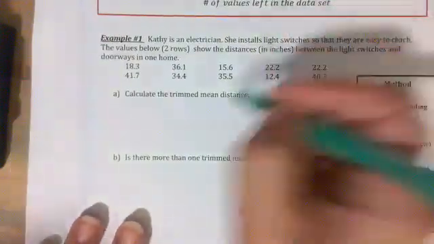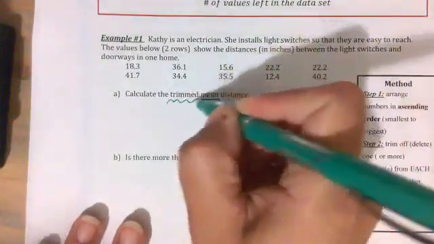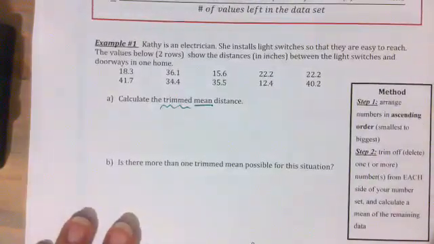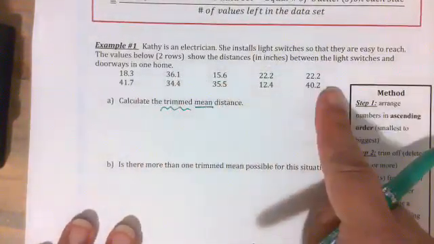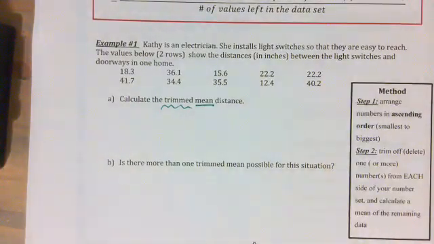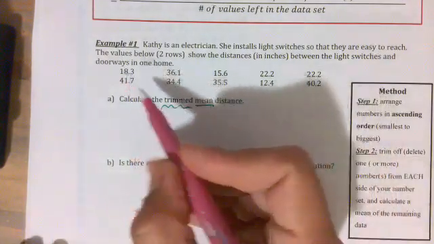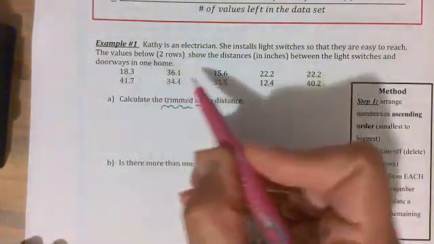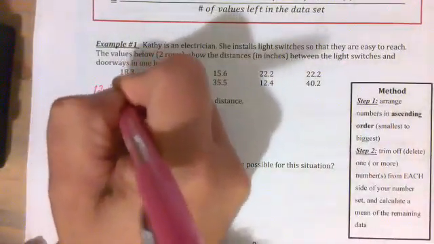So we have to calculate the mean, and it's telling us which kind of mean, the trimmed kind. To trim on each side, you've got to have this data in order. So let's start with that, with the list of the data in order. I'm going to list it from the lowest one. Which one is the lowest one? 12.4. So I'm going to put it right here, 12.4.